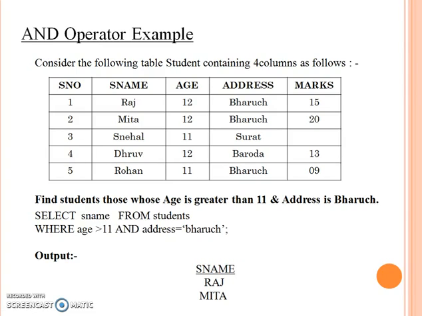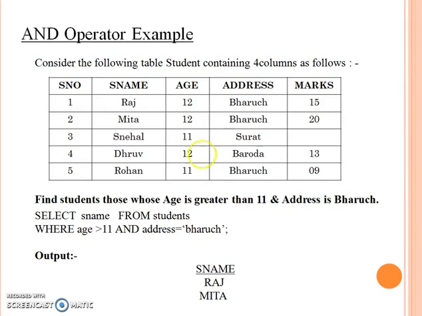Let us check one example based on the AND operator. Consider the student table containing columns such as S number, S name, age, address and marks, with 5 values inserted into the table. Now, our condition says that I want to fetch the names of those students from the table students having age greater than 11 and their address should be Bharuch. As we can see in this table at a glance, the students having age greater than 11 are 1, 2 and 3, that is Raj, Meeta and Dhruv.